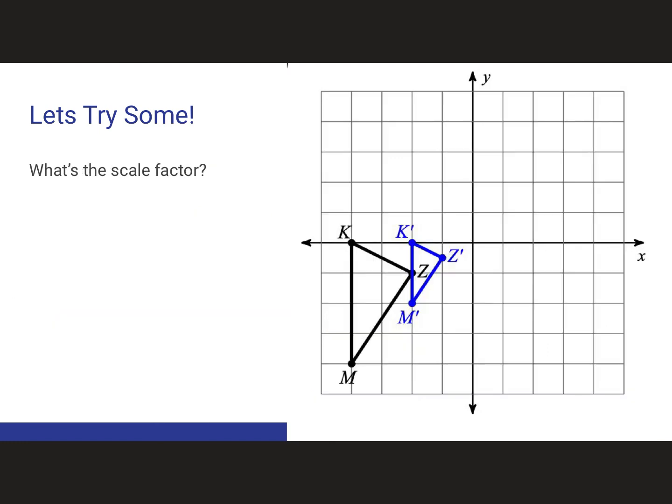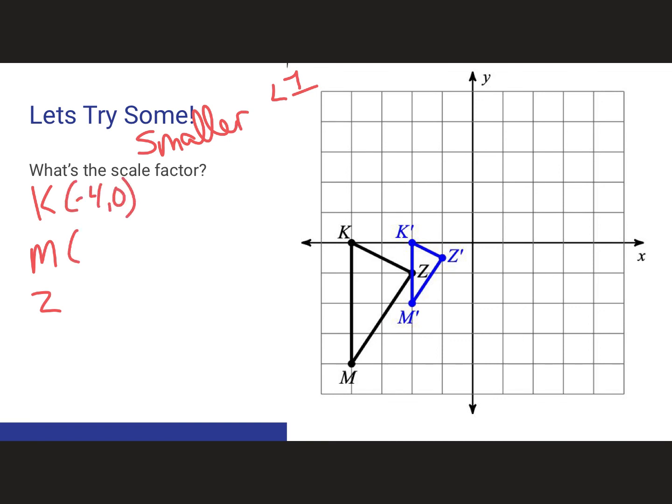Let's try another. Now let's think about what the scale factor is. So I started out with points K, M, and Z. Notice, am I getting bigger or smaller? First, I know I'm getting smaller, so my scale factor must be less than 1. So K started out at (-4, 0). M started out at (-4, -4). And Z started out at (-2, -1).